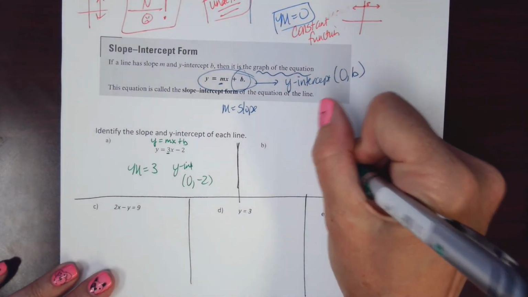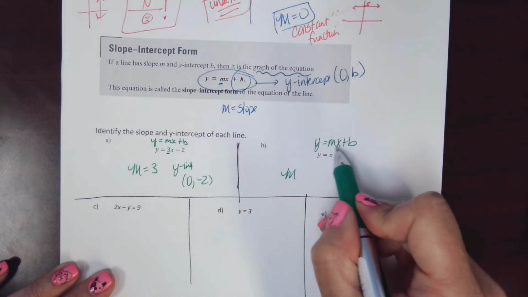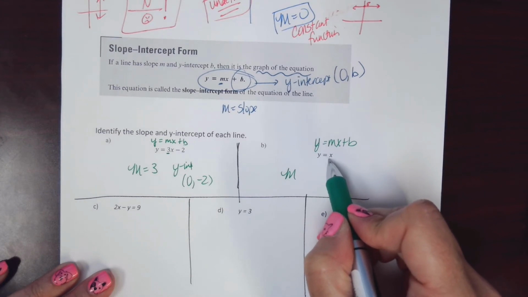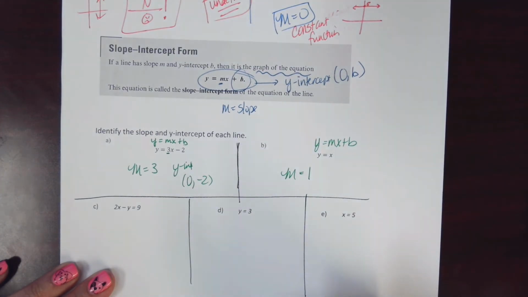For the next one, y equals mx plus b. Well, my slope is the coefficient on the x, and I don't have anything in front of x. If there's not anything in front of the x, that means there's just one of them. So my slope is just 1.